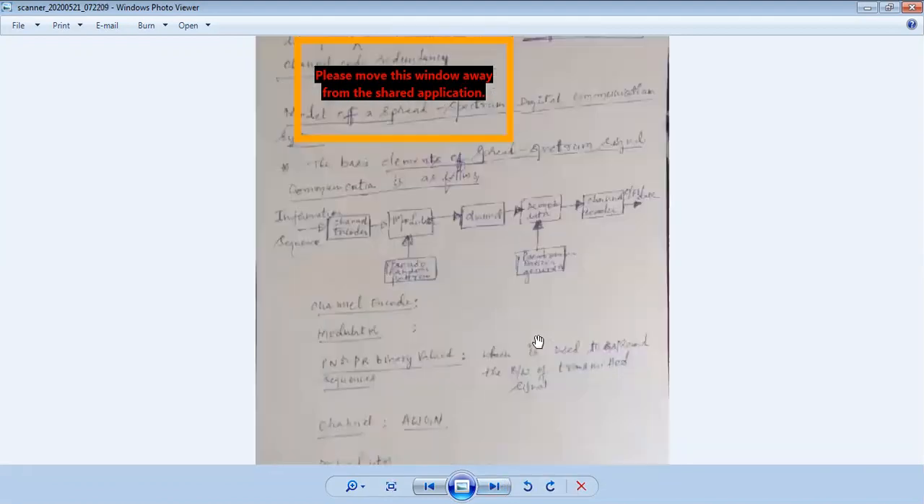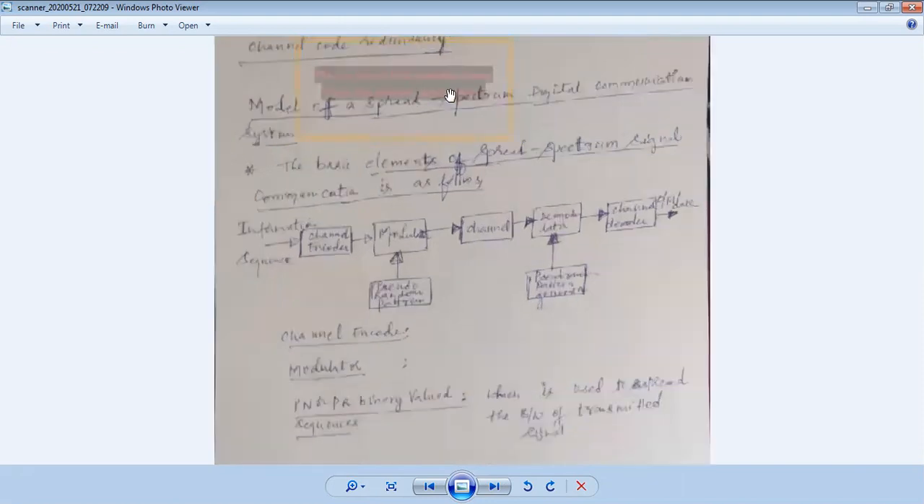Now let us take an important block, the model of the spread spectrum digital communication system. This is exactly what we call a model of spread spectrum digital communication. What are the basic elements of spread spectrum signals? Look back. As usual, the spread spectrum basic model will consist of channel encoder, decoder, and modulator. Pseudo randomness is absolutely important.